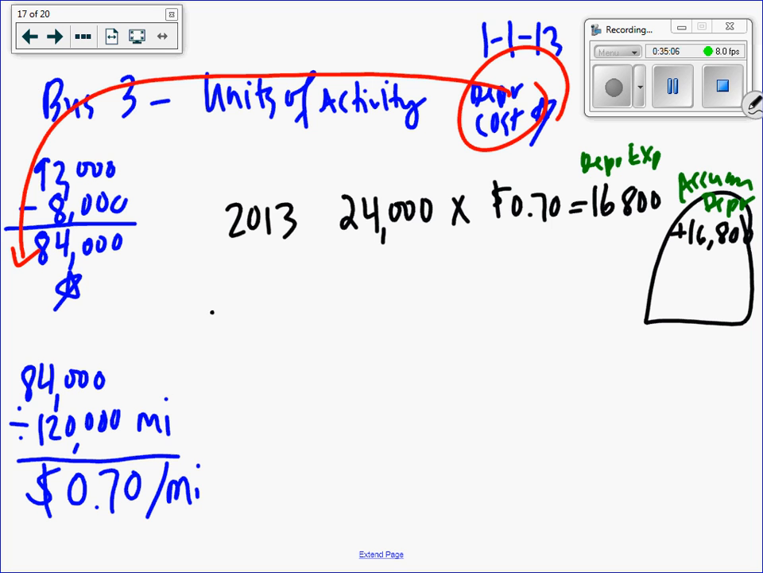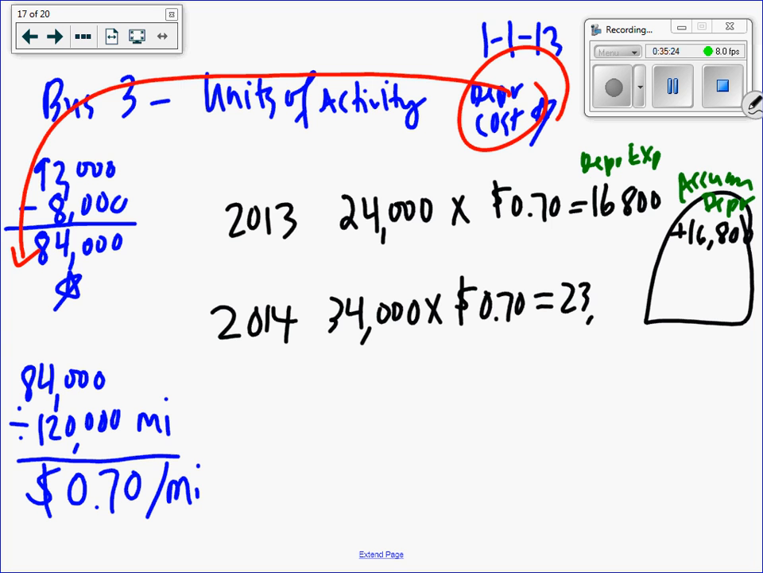In 2014, which is all that the book is asking us to go through, we put on 34,000 miles. It depreciates at 70 cents a mile. The depreciation expense for that year was $23,800. Add that to our pile, which now equals 40,600.